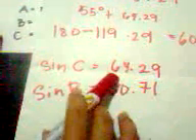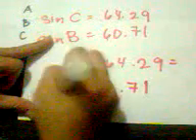To get the other solution for angle C, we can convert it. To convert it, subtract angle C from 180. So 180 minus 64.29 is equal to 115.71. We have the new value of angle C.